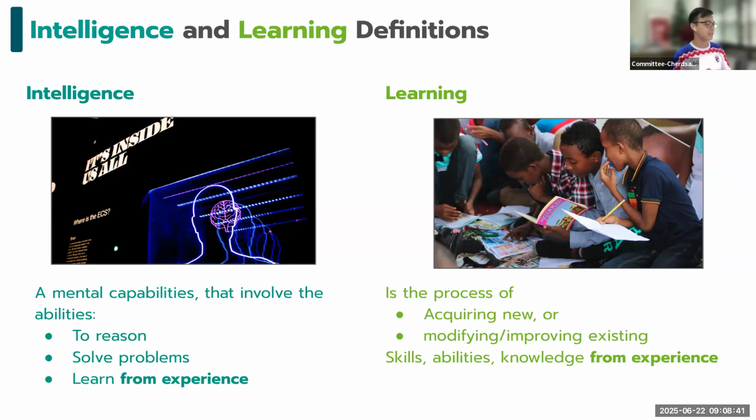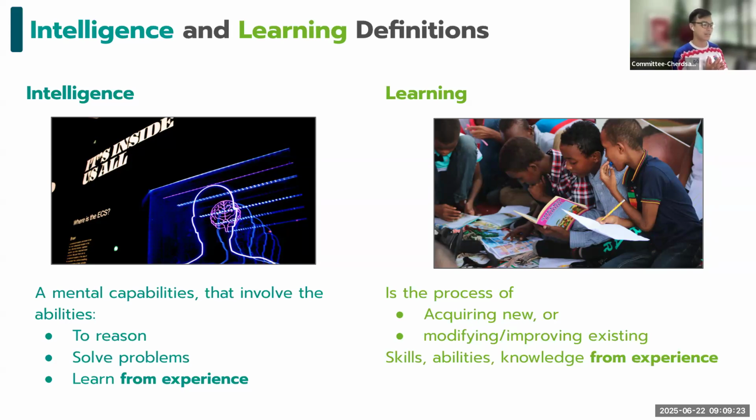Intelligence is the overall mental capability that makes us, as humans, capable of reasoning, solving problems, and learning from experience. So that's what we call intelligence. But learning is more like a process, a process of acquiring new or improving existing skills, abilities, and knowledge from experience. So that's the difference between intelligence and learning.